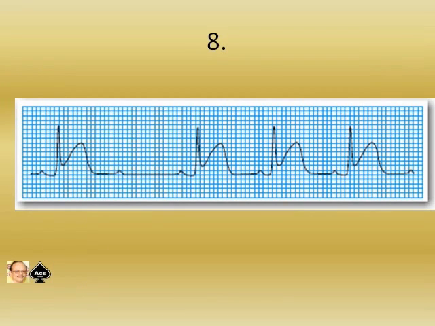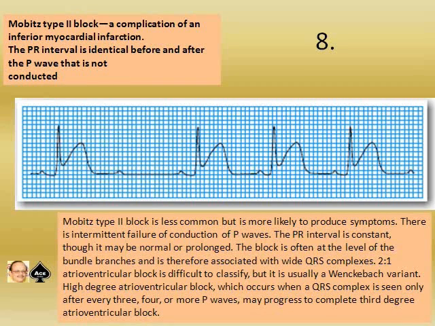Question number 8. What is this? That was Mobitz type 2 block, a complication of an inferior myocardial infarction. The PR interval is identical before and after the P wave that is not conducted. Mobitz type 2 block is less common but is more likely to produce symptoms. There is intermittent failure of conduction of P waves. The PR interval is constant, though it may be normal or prolonged. The block is often at the level of the bundle branches and is therefore associated with a wide QRS complex.